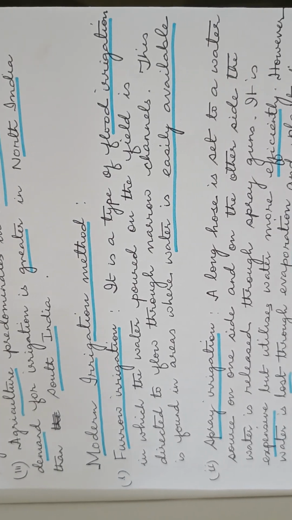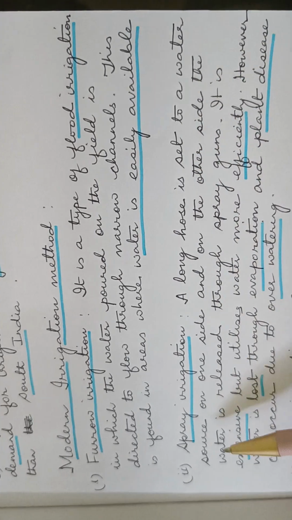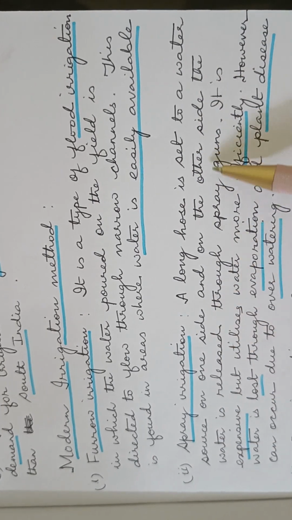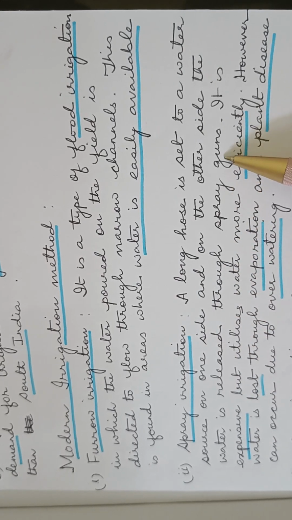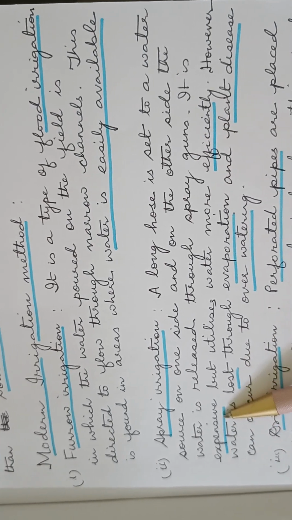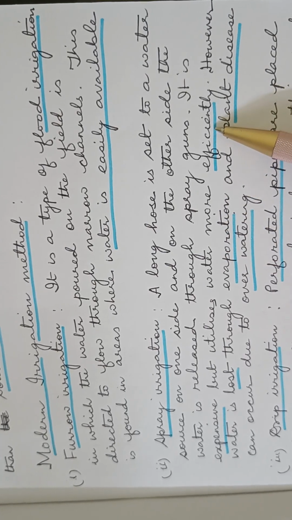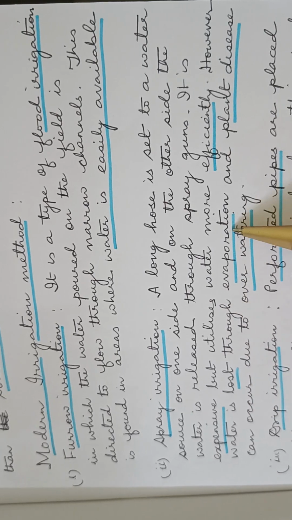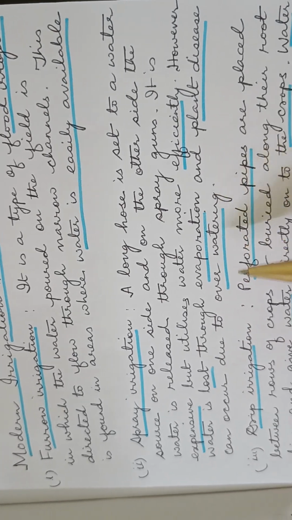Spray irrigation: a long hose is set to a water source on one side, and on the other side the water is released through spray guns. Disadvantage is, of course, it is expensive, but the advantage is it utilizes water more efficiently. Another disadvantage is water is lost through evaporation and plant disease can occur due to overwatering.